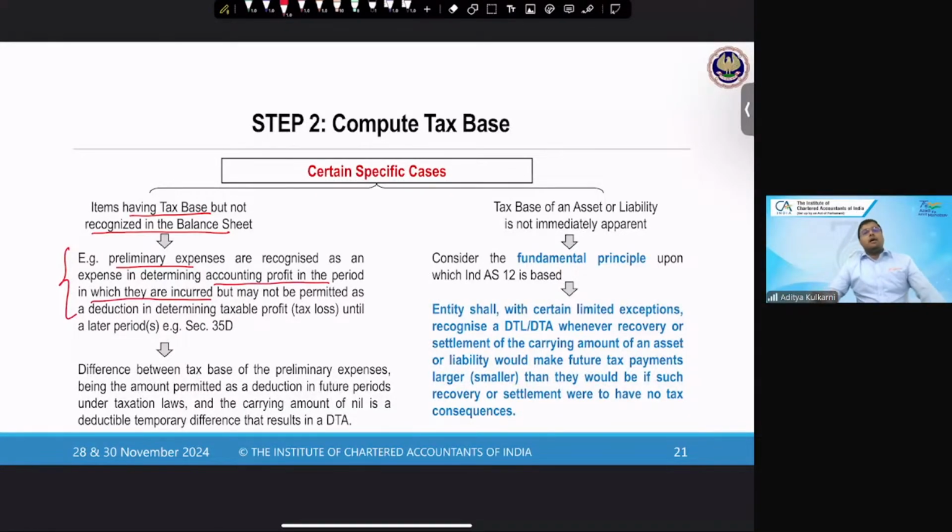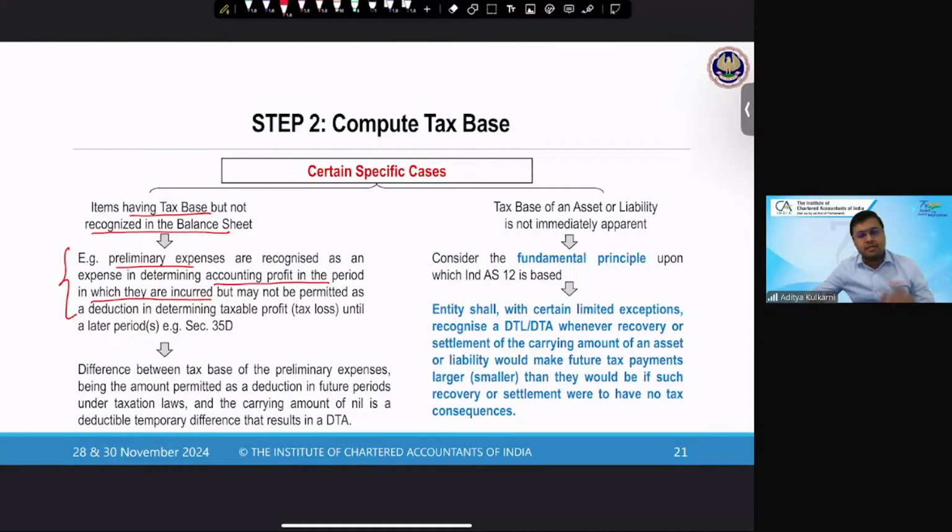See, in the earlier case, you used to show preliminary expenses as deferred revenue expenditure. You remember when you did your 11th standard, there was a concept of capital expenditure, revenue, and deferred revenue. In Ind AS, there is no concept of deferred revenue expenditure. It's either capital or revenue.